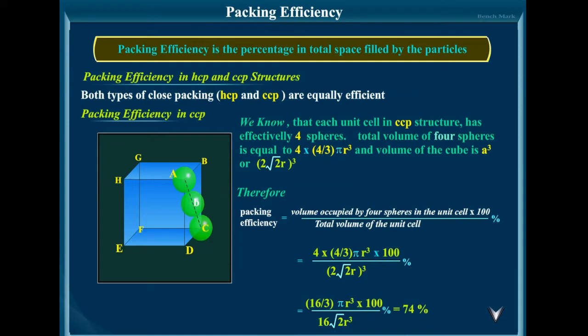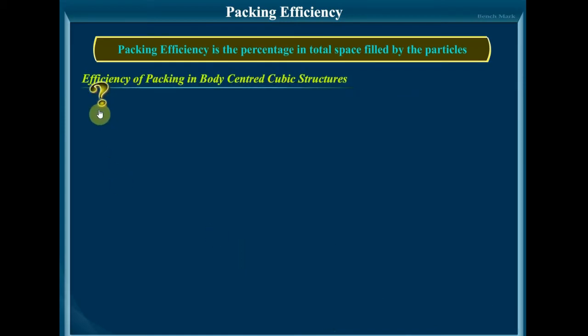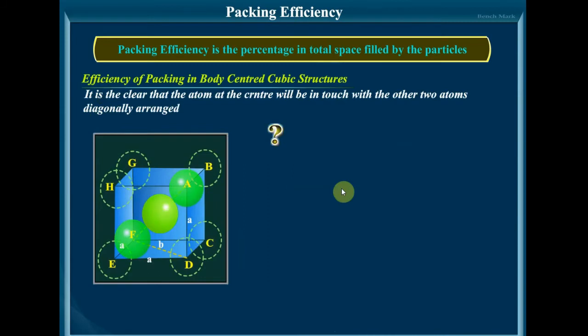Next, we are going to calculate the packing efficiency of body-centered cubic structures. We know that in a body-centered cubic unit cell, there are 2 spheres per unit cell, from the calculations we have learned earlier. We can take a as the edge length, or side length, of the unit cell, and r as the radius of the sphere. So let us go to the calculation.